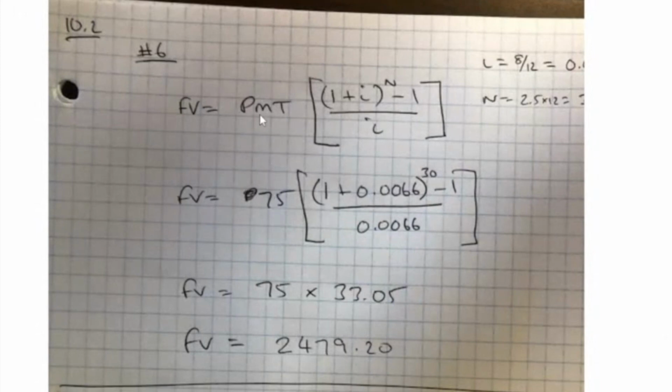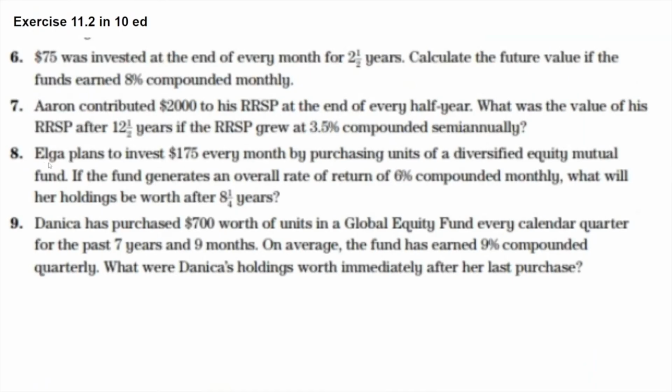Future value is $75, which is the payment, times (1 plus 0.0067, that's the value of i, to the power of n, and there's 30 periods, 2.5 years at monthly, minus 1) over 0.0067. When you plug that through your calculator, what you'll end up with is 75 times 33.05, which comes to a future value of $2,479.20. In other words, after 2.5 years of a stream of payments of $75, considering 8% compounded monthly, this much money will be accumulated.